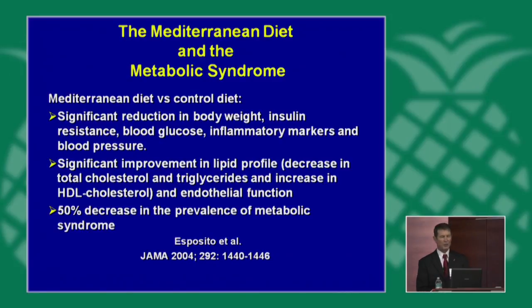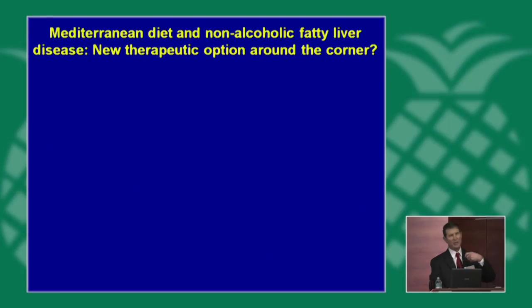And this showed the Mediterranean diet resulted in a significant reduction in body weight, insulin resistance, blood glucose, inflammatory markers, and blood pressure, with significant improvement in the lipid profile, and a 50% significant decrease in those individuals entering the study with metabolic syndrome. They no longer had metabolic syndrome after 1 year. Really, it was a landmark study, and it heralded in a lot of other studies that looked at the Mediterranean diet and improvement of metabolic syndrome, and specifically an improvement of adipocyte function.